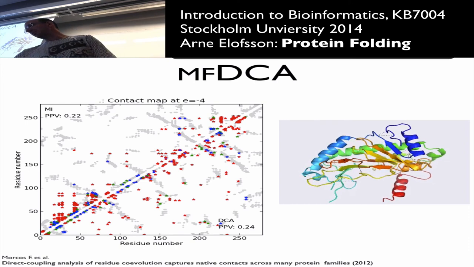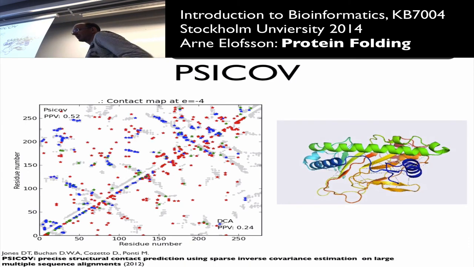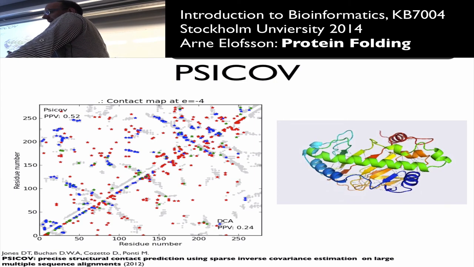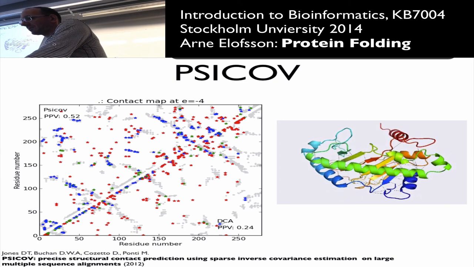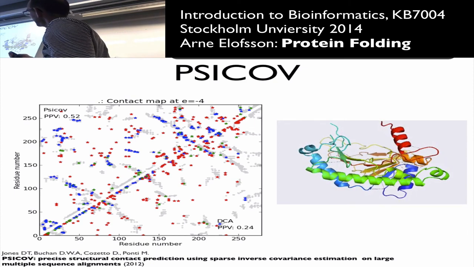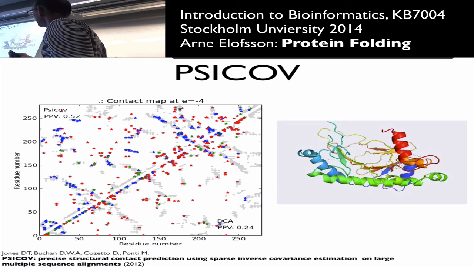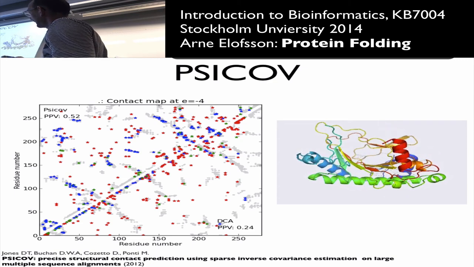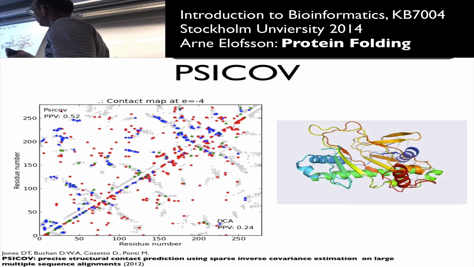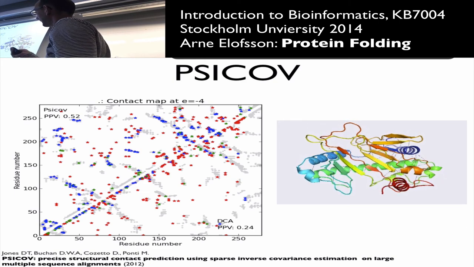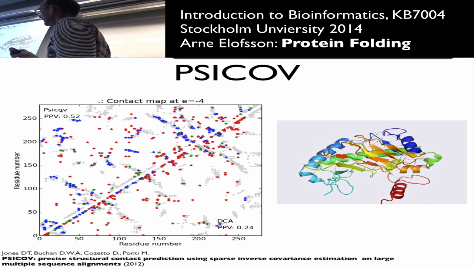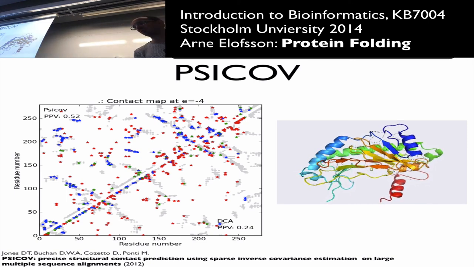However, the methods improved. The method called PSICOV was developed and is much better. So here you actually have something useful: half the contacts we predict are correct. Still only half, but you can see the helix-helix interactions here, and this is helix-helix here. This one is down here also, but we're missing this part here. There are some parts here. We're not getting a lot of false positives here, but we're missing interactions at the beginning. But clearly, from this contact map, it would probably not be impossible to fold the structure.